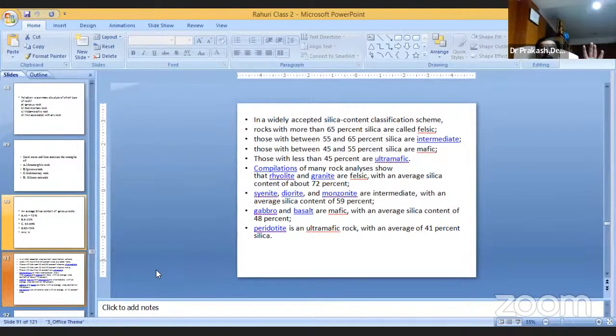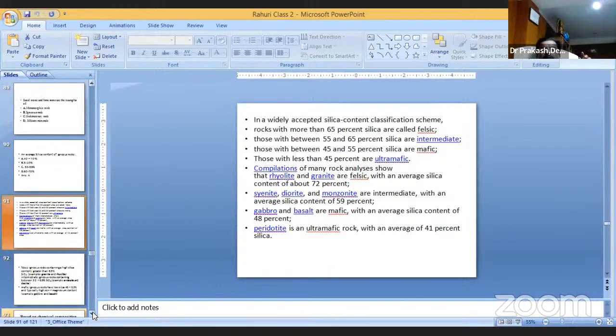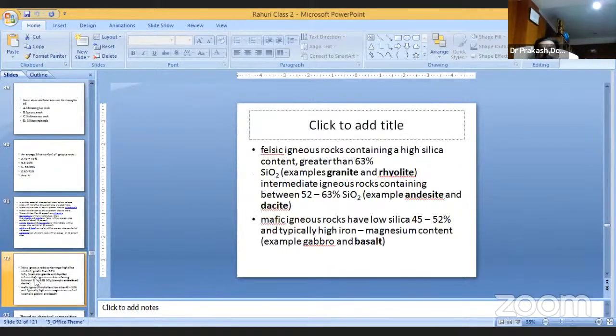So now I have given you the complete classification of rocks with respect to silica content. Felsic igneous rocks contain a high silica content, greater than 63% SiO2. Examples: granite and rhyolite. Intermediate igneous rocks contain between 52 to 63%. Examples: andesite and dacite. Mafic igneous rocks have low silica, 45 to 52%, and typically high iron and magnesium content. Examples: gabbro and basalt.